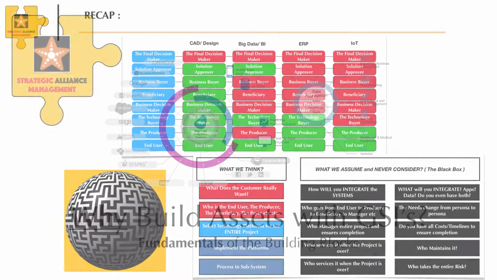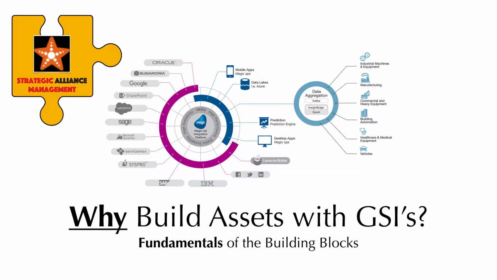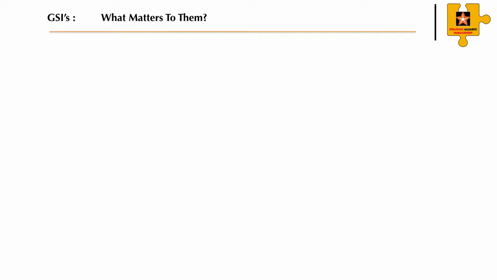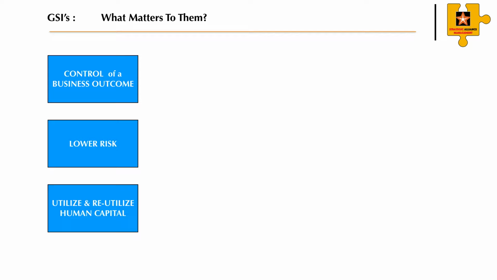So let's go to the real thing that we wanted to discuss. The first question is the why. Why would you build assets with the GSIs? So, what we need to note first is what matters to GSIs really. You see, GSIs have three objectives.